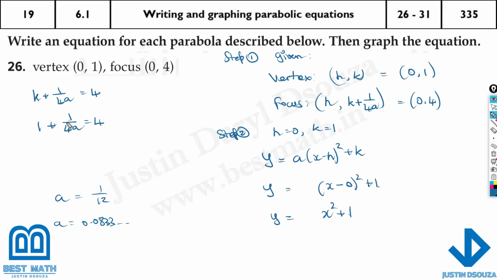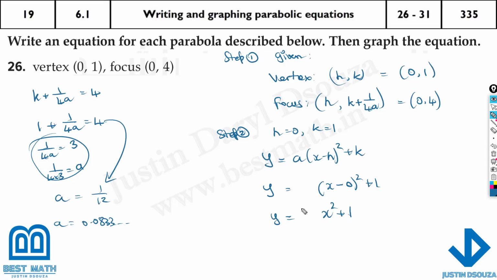But if you are thinking of the steps, it's simple as well. It's 1 by 4a equals, this goes to the other side, it'll be 4 minus 1, that's 3. I need a, so I'll take a over here. It'll be 1 by 4 times 3 equals a. That is, a will be equal to 1 by 12. Up to you. You can avoid these steps and directly jump over here from the calculator. It's fine. You've substituted everything, and from the calculator you get this answer.